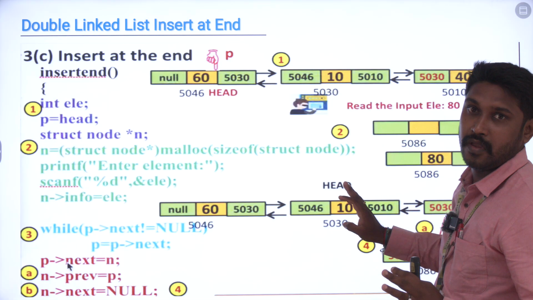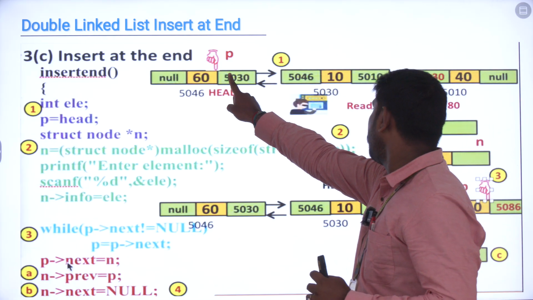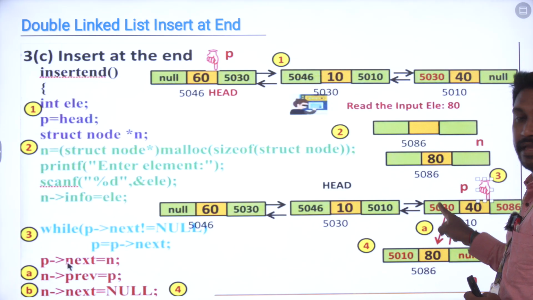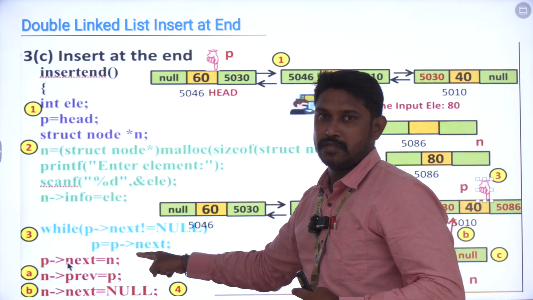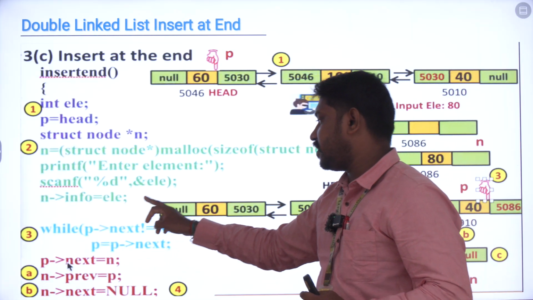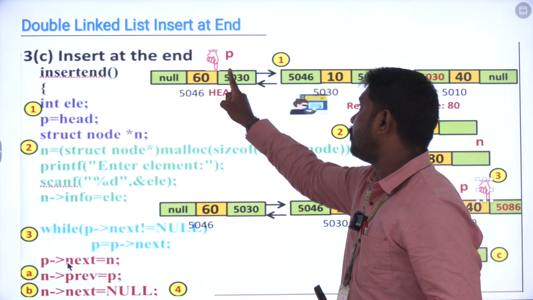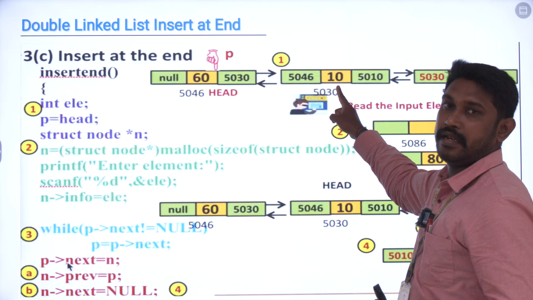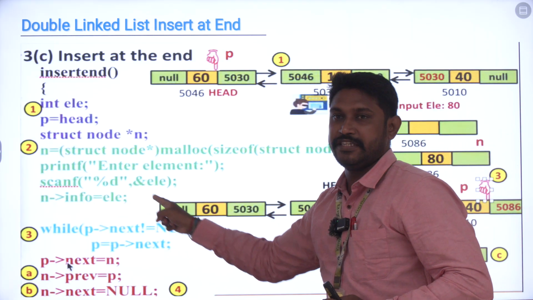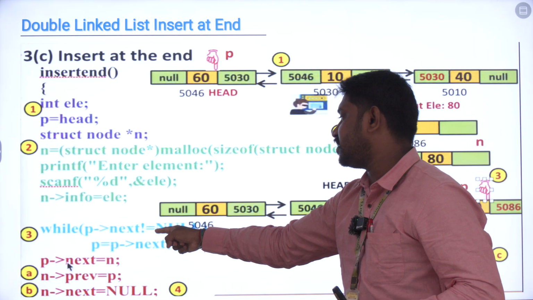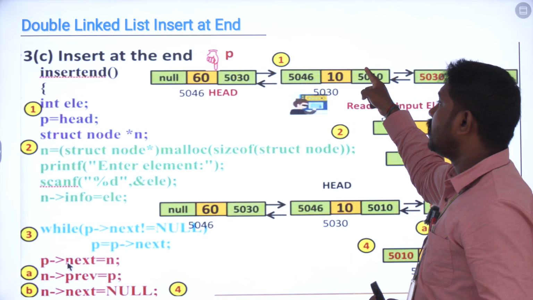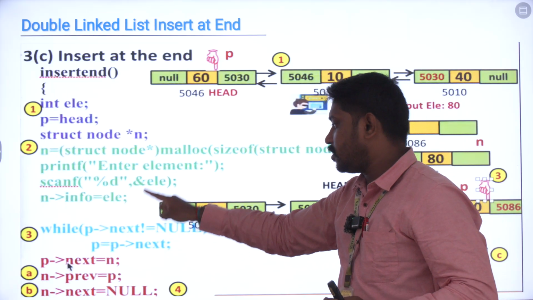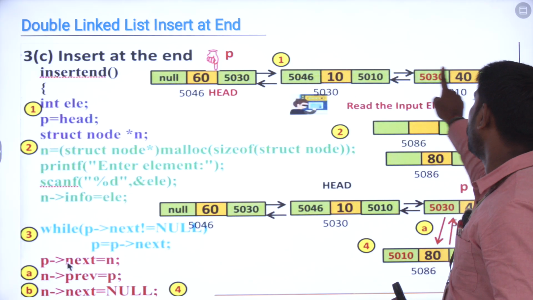So this is the concept: pointer P will move here, as you can see. For this you use the while loop. How does it work? If the condition is true, then P is equal to P of next. For the first iteration and the second iteration, P of next is not equal to null. Yes, it has some value, so the condition is true. P is equal to P of next, and it moves here.